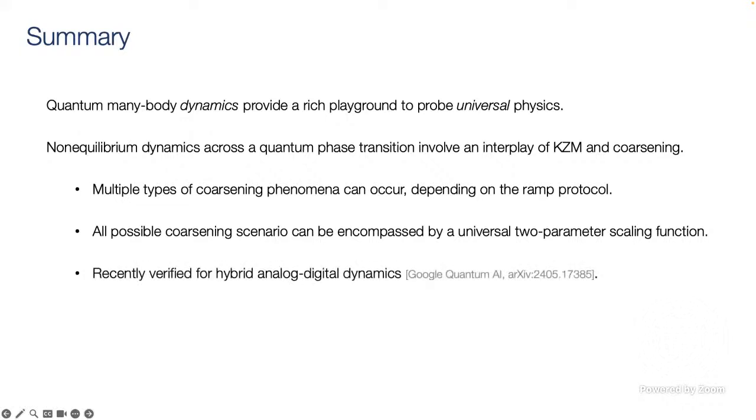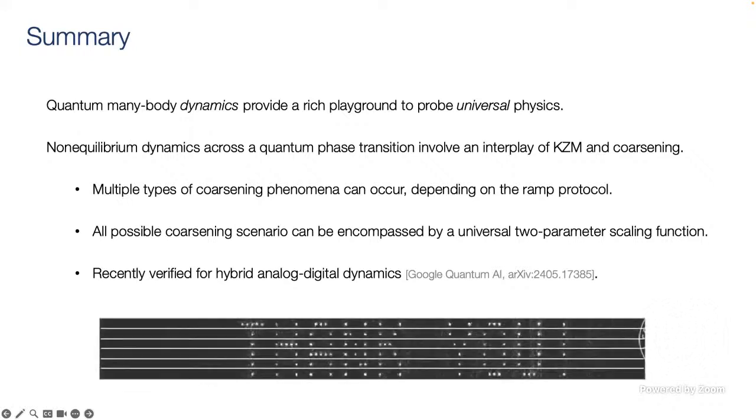And while what I showed you today was for an analog quantum simulator where we really had a microscopic Rydberg Hamiltonian, we were studying the dynamics. Recently, Google looked at some of these dynamics in a hybrid system where they had both analog and digital dynamics in superconducting qubits. And in this recent paper, they were actually able to verify many of our predictions and show beautiful data collapse, which really verifies the universality and self-similar dynamics of this theory.